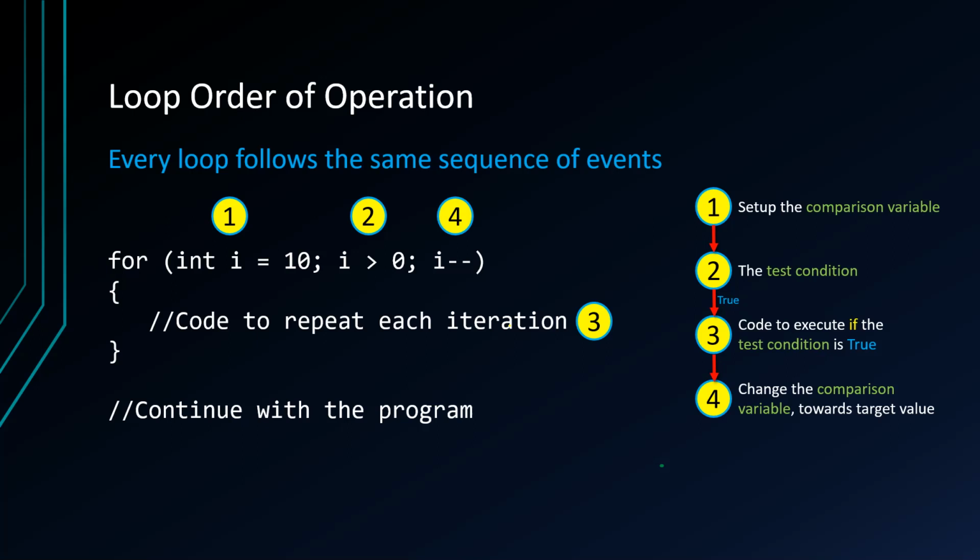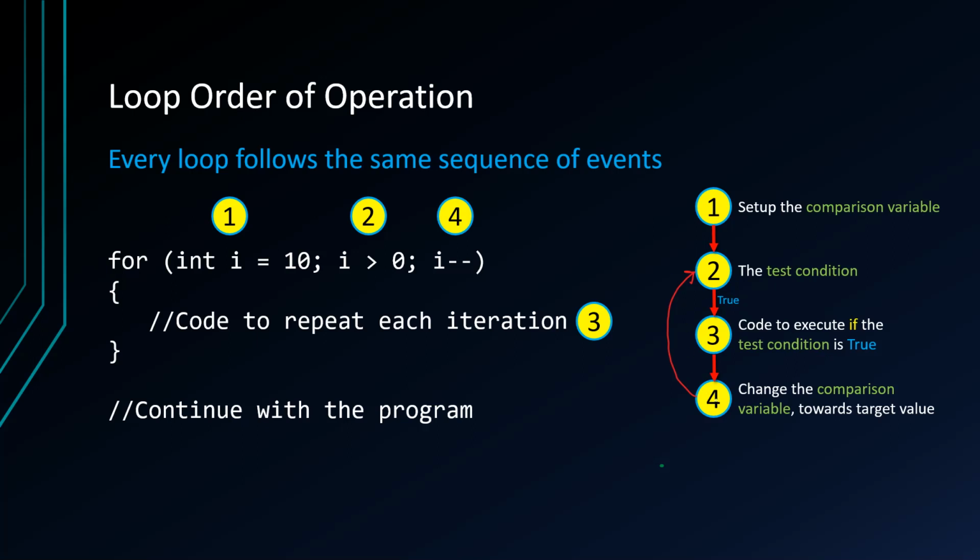So then where does it go? I've just changed the value, and now it's got to go back up and test the comparison variable again. If you look at the diagram on the right here, we've just created our loop. 4 goes back up to 2, 3, 4, back up to 2, 3, 4, and so on.